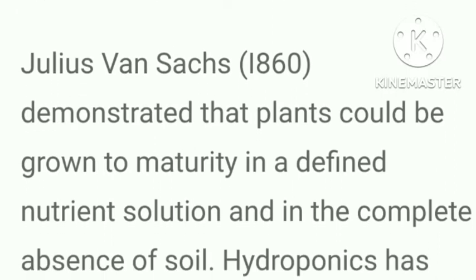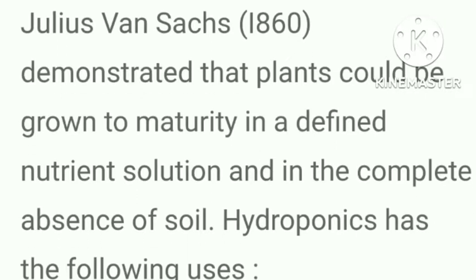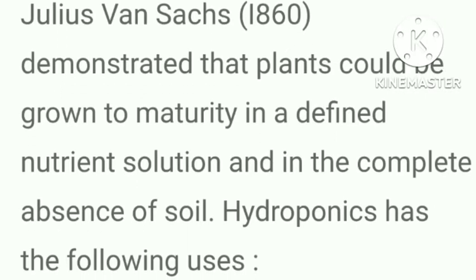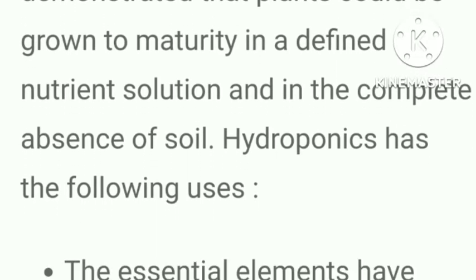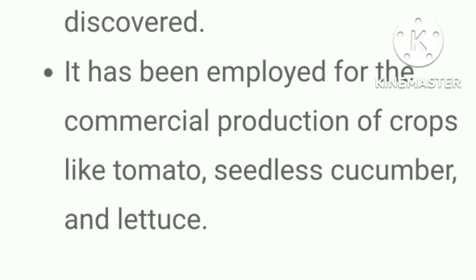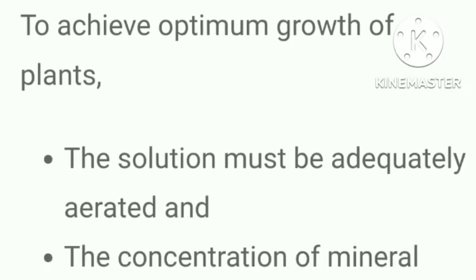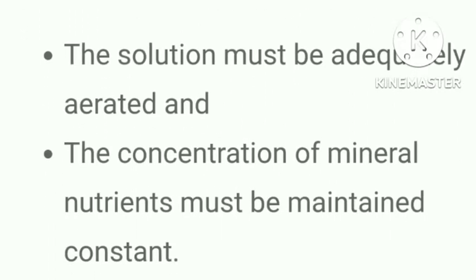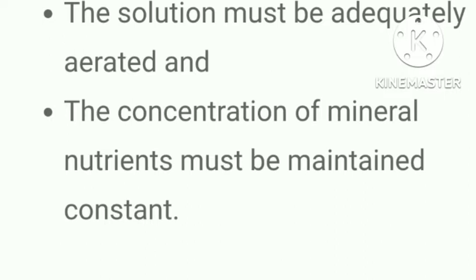Julius von Sachs in 1860 demonstrated that plants could be grown to maturity in a defined nutrient solution and in the complete absence of soil. Hydroponics has the following uses. The essential elements have been identified and their deficiency symptoms discovered. It has been employed for the commercial production of crops like tomato, seedless cucumber and lettuce. To achieve optimum growth of plants, the solution must be adequately aerated and the concentration of mineral nutrients must be maintained constant.